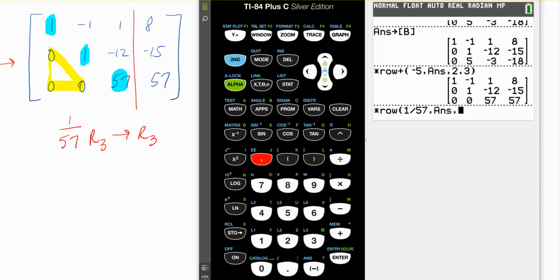And I'm going to do it to row number 3. I had to think about what row we were doing this to. So I'm going to do it to row number 3. Close my parentheses, hit enter, and now I have ones in the diagonal. So I'm going to copy that matrix down.